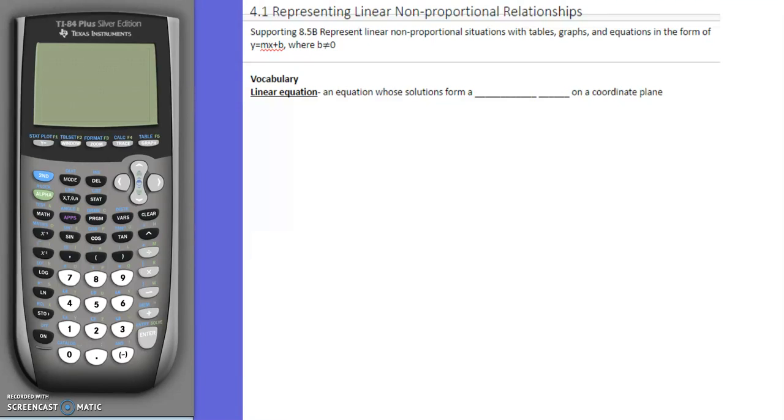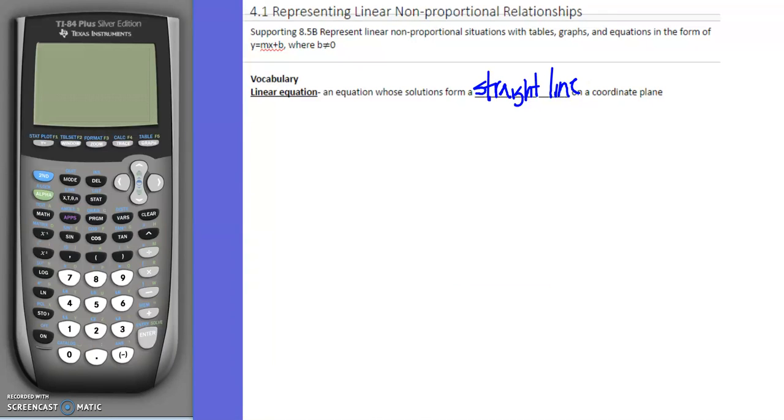Representing linear, non-proportional relationships. Linear equation: an equation whose solutions form a straight line on a coordinate plane. Alright, so representing linear non-proportional relationships. Remember that proportional has to pass through the origin and be a straight line. Well, today we're going to talk about just straight lines that don't necessarily pass through the origin.